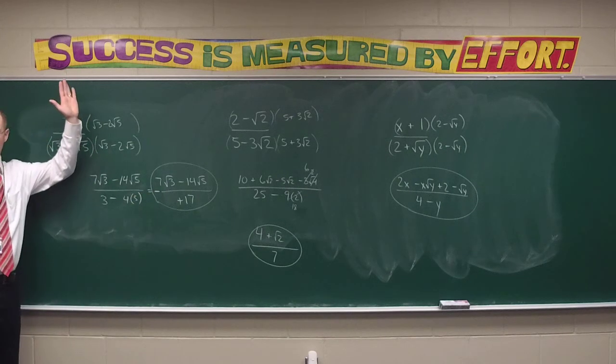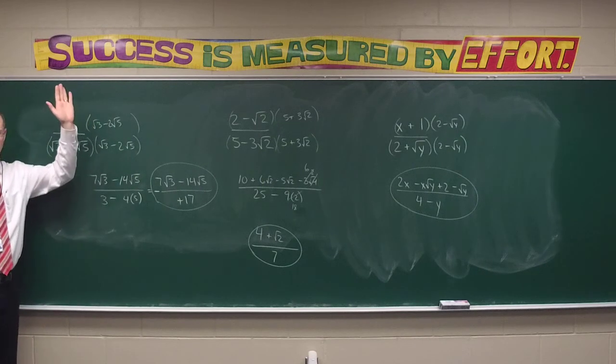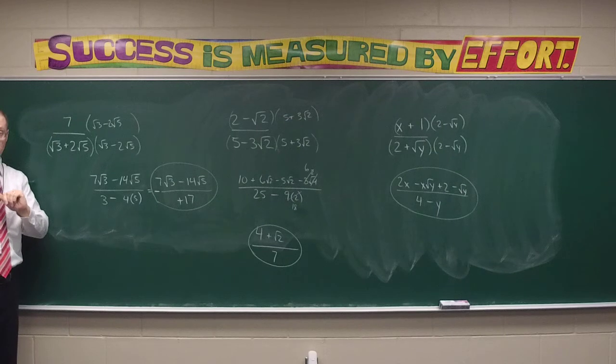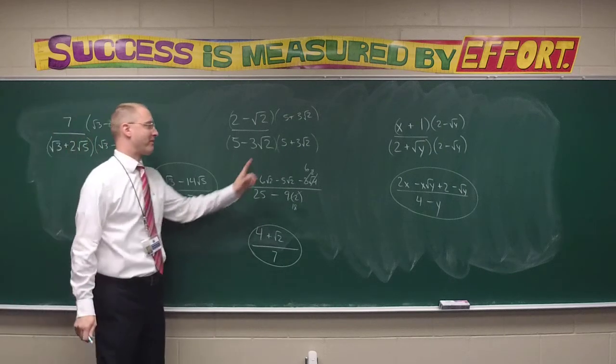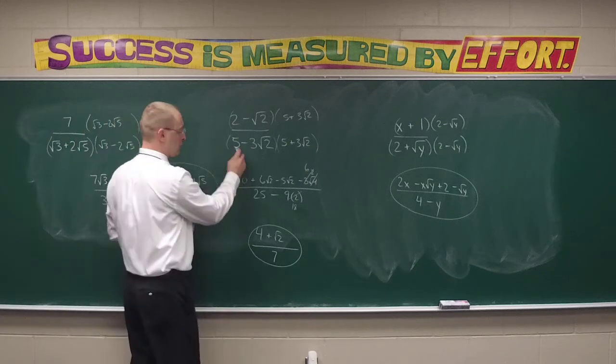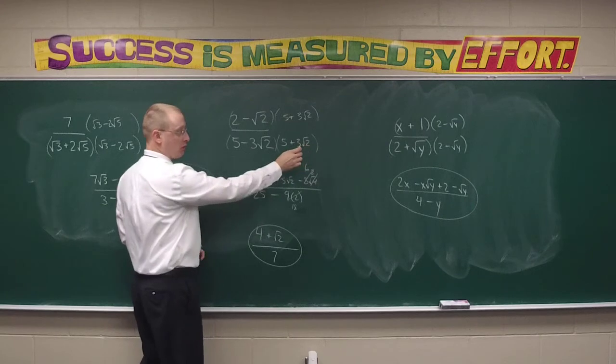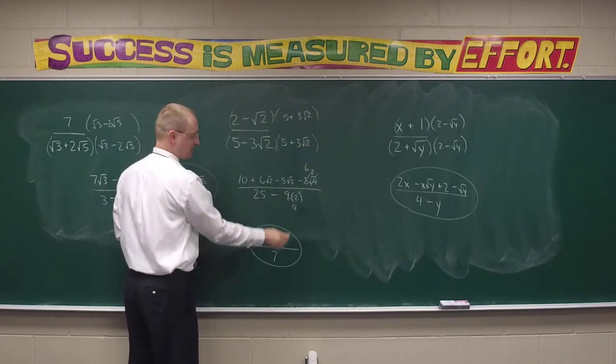How many got this answer on the first one? Questions? Anyone just leave the negative in the 17, just forgot to slide it out? Any questions at all? Looking at the second one, how many multiplied by 5 plus 3 square root of 2? So in the bottom, square the first to get 25, square the last to get 9 and 2. When you square the square root, you get the radicand, which is 18. 25 minus 18 gives me 7.